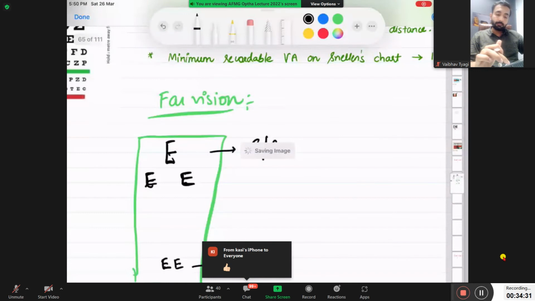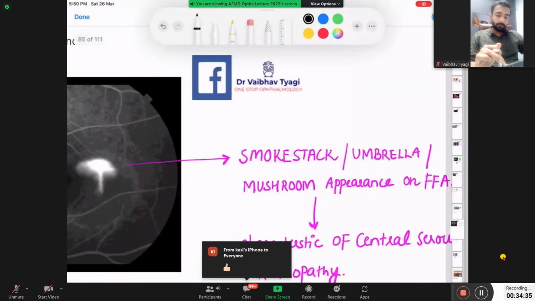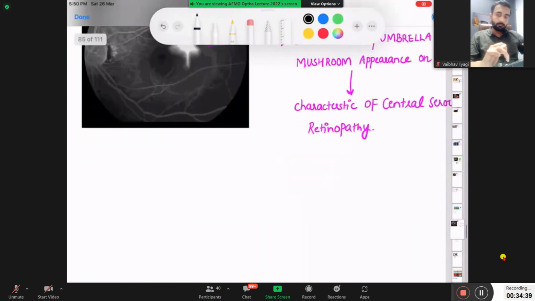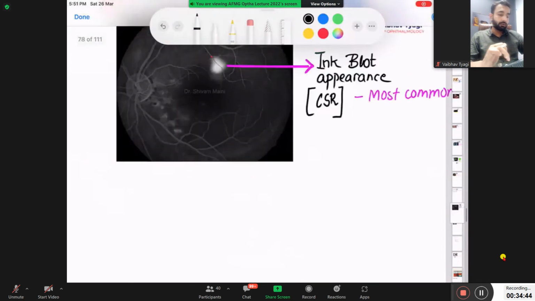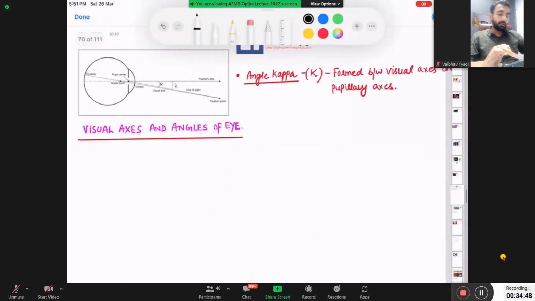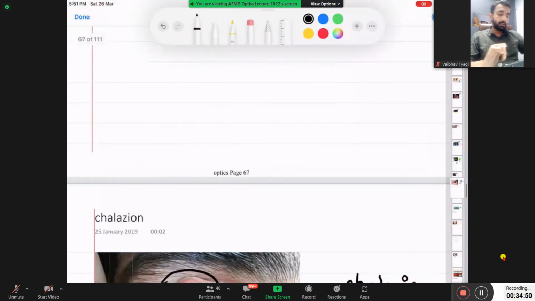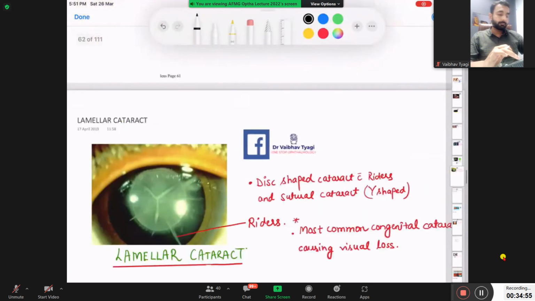So it shows very good results. Patching in children has a very good prognosis. An important question which they ask to confuse you is: patching is done in which eye? The answer is that patching is done in the normal eye, not the amblyopic eye.